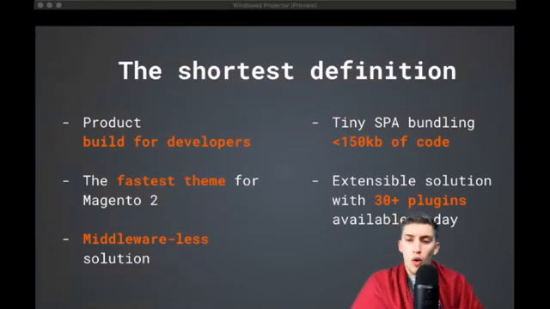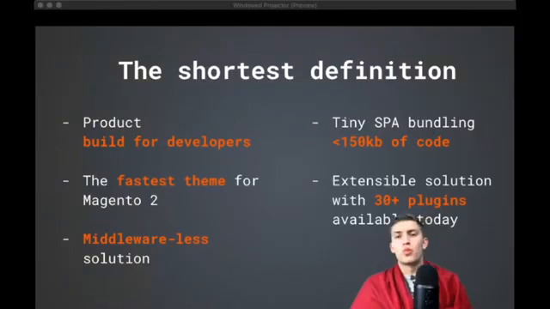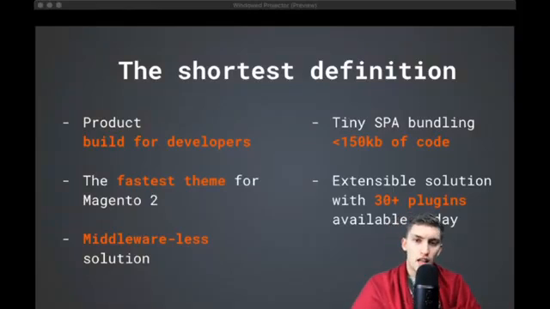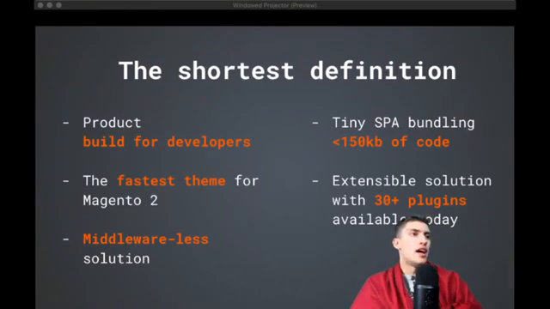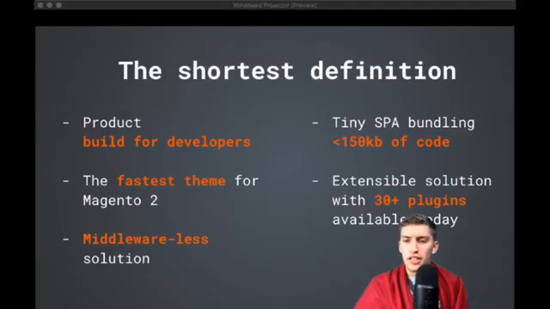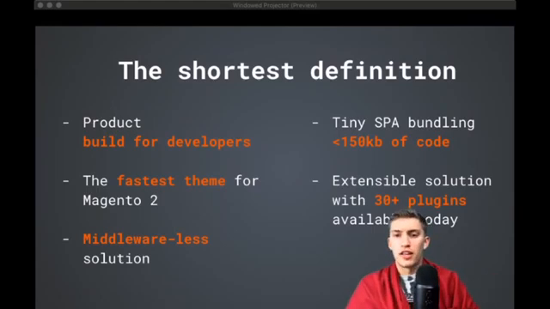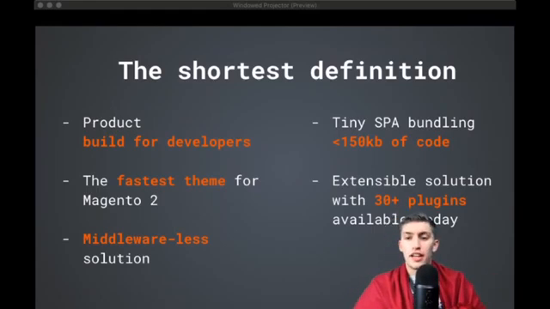Well, again, why migrate to our front end? Well, that's because we are a tiny single page application bundling just 150 kilobytes of code. As well, we are an extensible solution, which provides you more than 30 plugins, and the amount of them is rapidly growing. There is a specific marketplace for that, but we'll tell you about this solution a little bit later during this presentation.